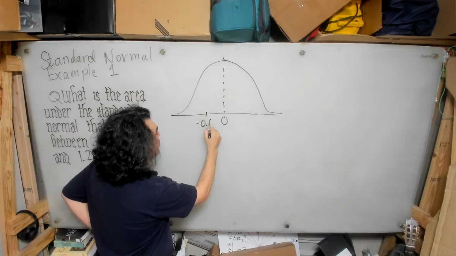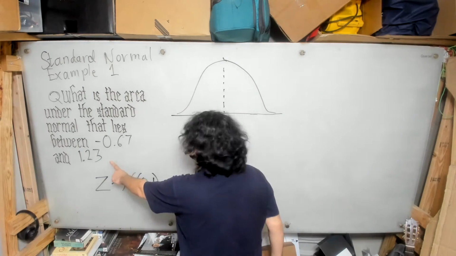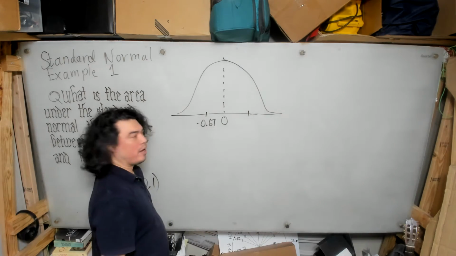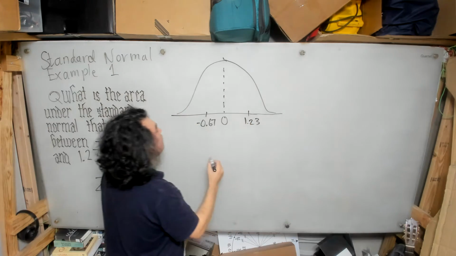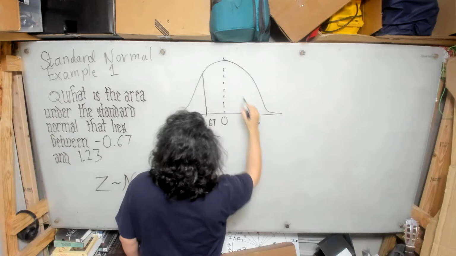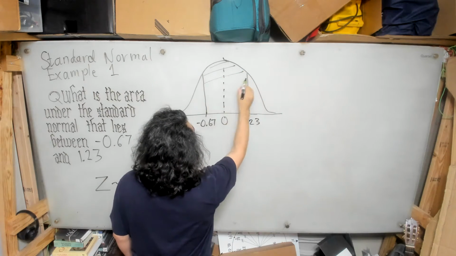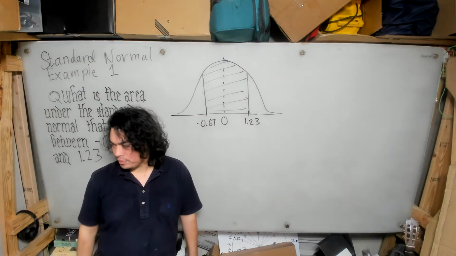Negative 0.67. What about 1.23? Well, 1.23 will be over here on the right somewhere. Let's say it's right there. So it'll be 1.23. So now we can visualize what's being asked for as the area underneath the standard normal curve, but between these two boundary lines, like this.